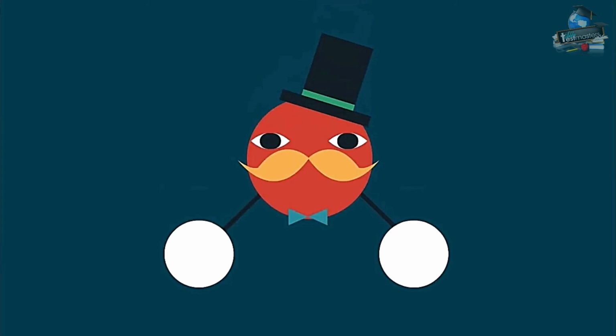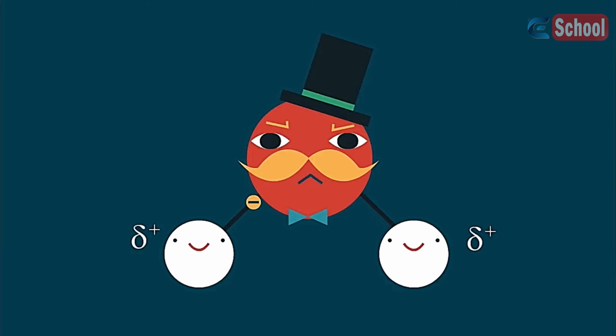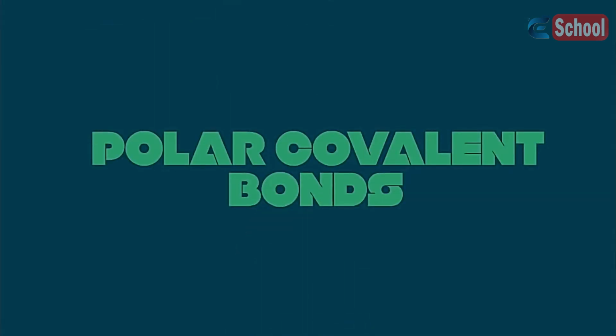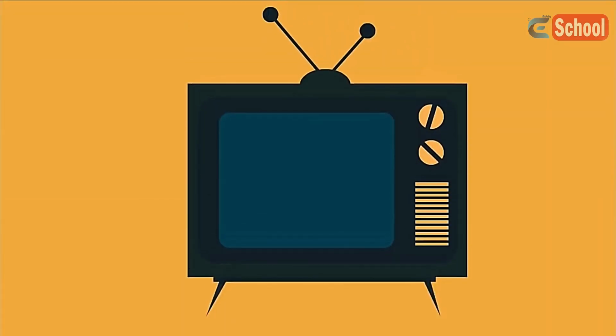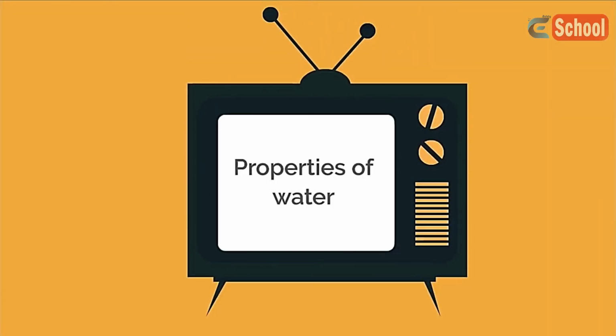Well, the answer is, because the negatively charged electrons spend more of their time around the oxygen atom, it becomes a little bit negative itself, while the hydrogens become a little positive. We call this delta positive and delta negative. So water has what we call polar covalent bonds and is a polar molecule. This is really important, as we'll see in this video.